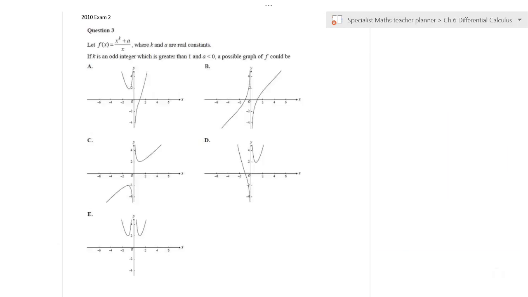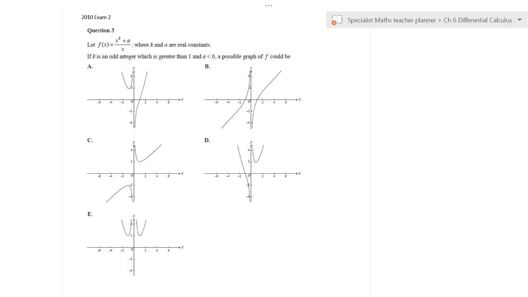All right, so the last question we're going to go through today is this one here, and let's see if we can do this without a calculator. In actual fact, you have to, because this is a general one. If you start putting x to the power of k plus a on x in a calculator, it's not going to know what to do. But you've got to be really careful. It says that k and a are real constants.